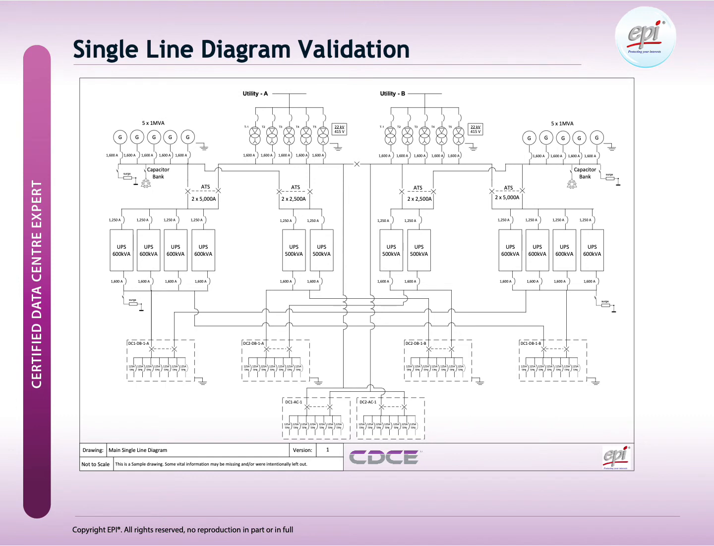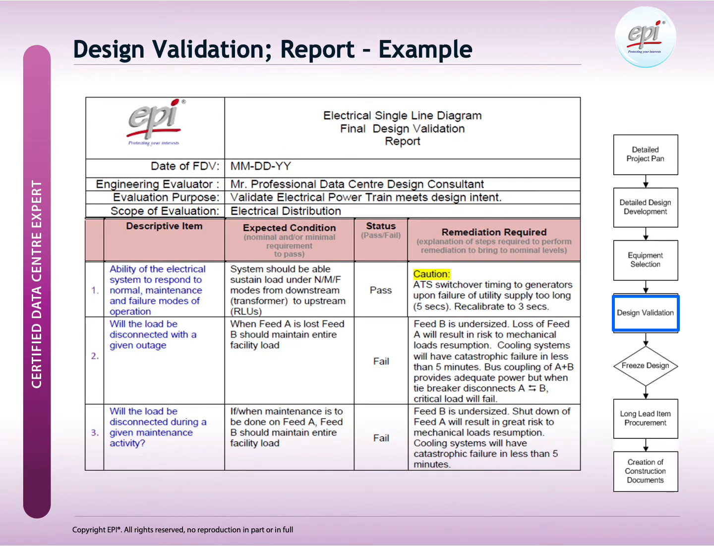This is one of the exercises for design validation. Students will be asked to find any mistakes made in this single line diagram. Obviously, there are a few, but also the floor plan of the data center facilities needs to be reviewed by the participants of the CDCE training. Also, examples will be given for design validation reporting.